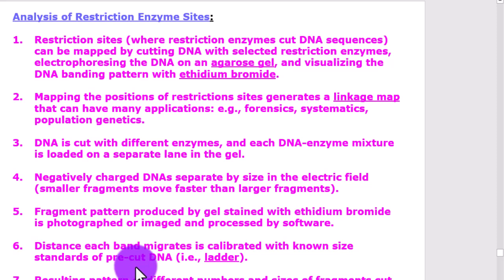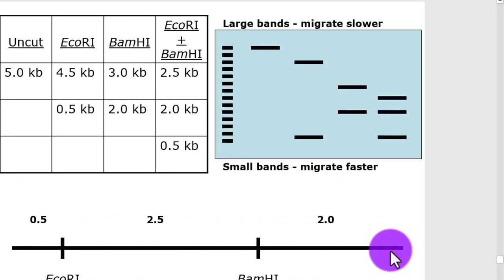The distance each band migrates is calibrated with a known size standard of pre-cut DNA, for example ladders. The resulting pattern of different numbers and sizes of fragments cut by different enzymes is interpreted to make a restriction site map. In these bands, small bands migrate faster.